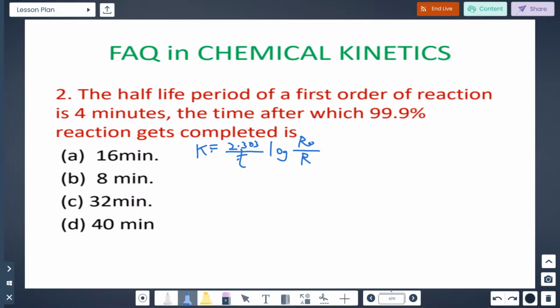So I put it like this here. I just rearrange the formula.